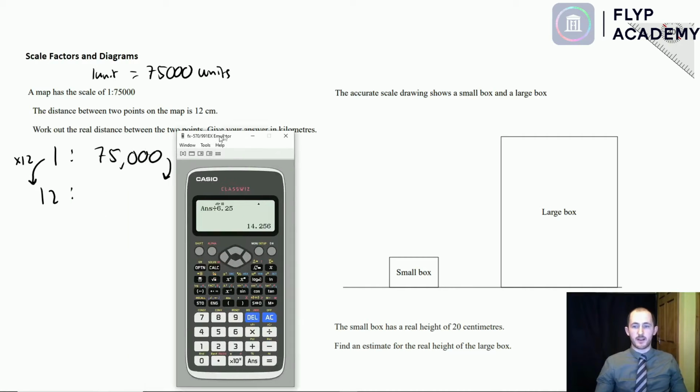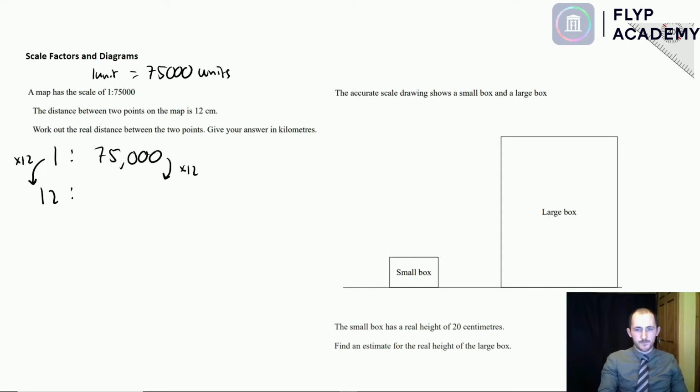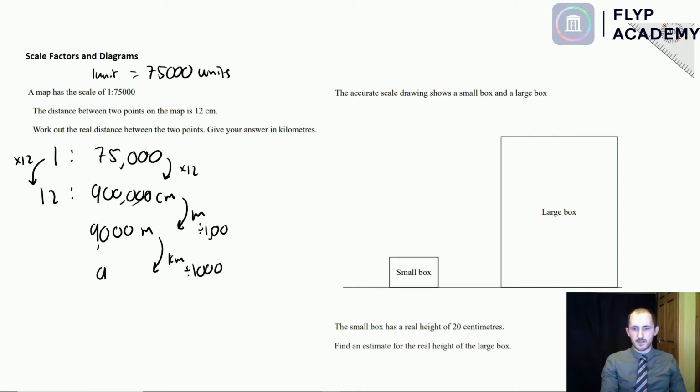Once again, it's going to be on a calculator paper. So 75,000 times 12 gives me 900,000 centimetres. Now it tells me to go from centimetres into kilometres. So centimetres to metres, we divide by 100. So that's going to give me, so slice off 2 zeros, we have 9,000 metres. And then to go to kilometres, we divide by a further 1,000. That gives me 9 kilometres.